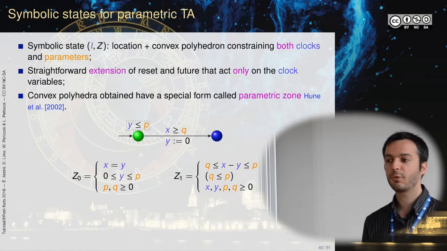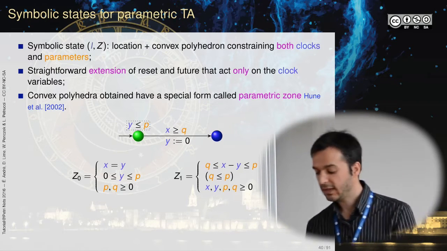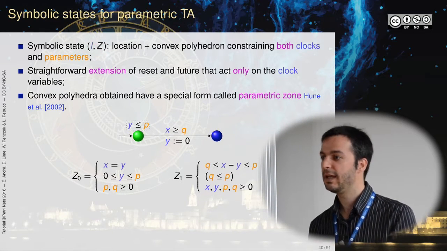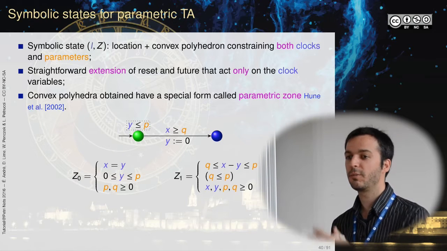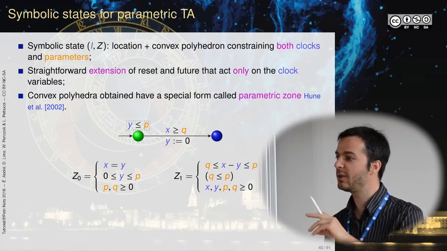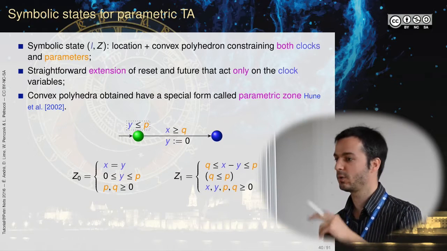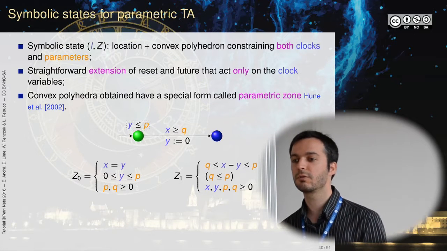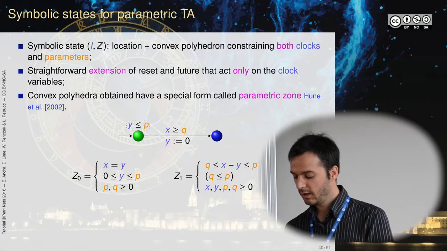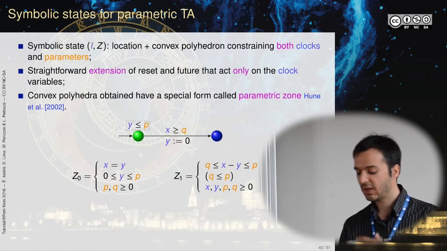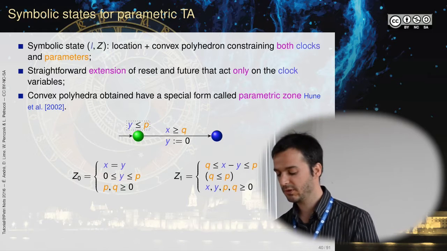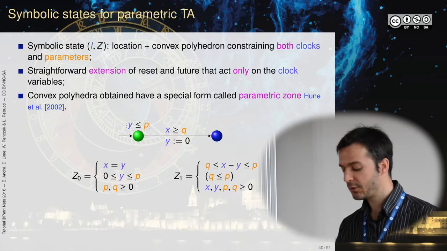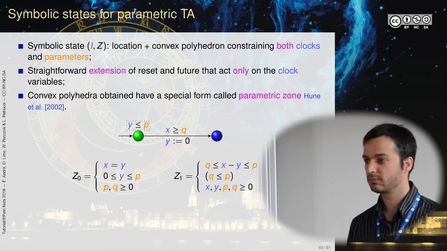Now for parametric timed automata, it will be very similar, except that my continuous part, the polyhedron, is not only about clocks, but also about clocks and parameters. So clocks will be compared to parameters, clocks will be compared to clocks, and parameters will be compared to parameters. So I get a higher dimensional polyhedron. We can extend the reset and the time elapsing to those parameters. And it was shown in 2002 that those polyhedra have a special form that we call a parametric zone.